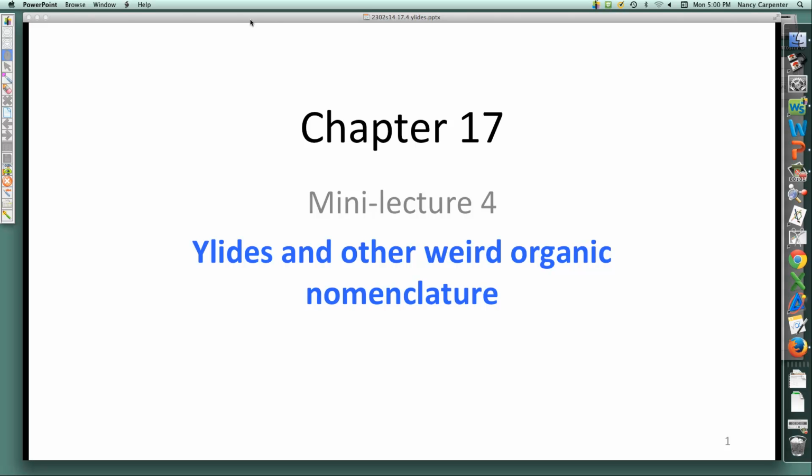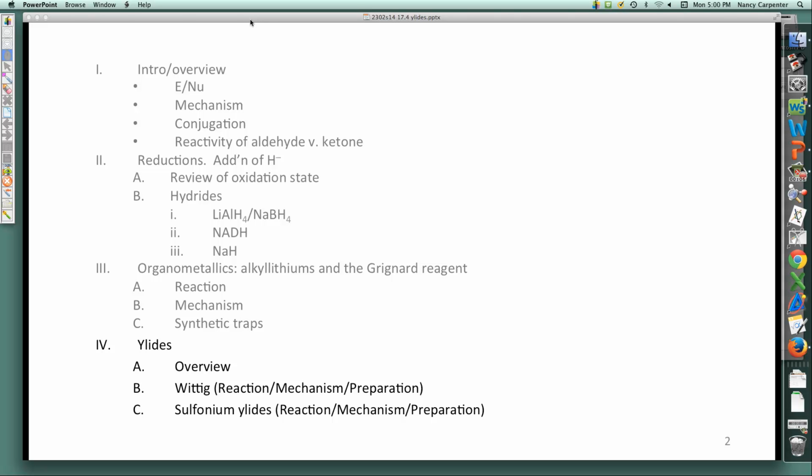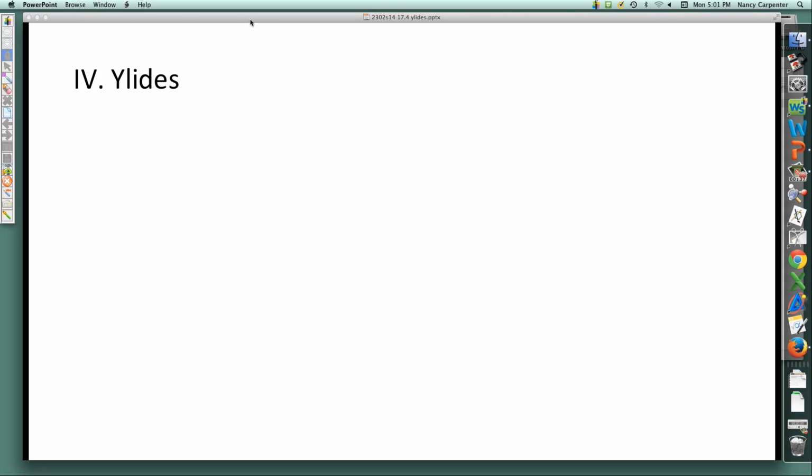Are you ready to be introduced to yet another carbon nucleophile? Because here we go. Wow, look at how much we've covered already. The big overview, addition of hydrides, addition of carbon nucleophiles that are organolithiums or Grignards, and now another carbon nucleophile, ylides. So, we'll do a quick overview, then look at two examples of ylides that are particularly useful for organic synthesis. The Wittig and sulfonium ylides to make epoxides.